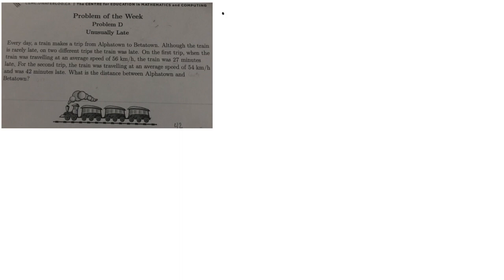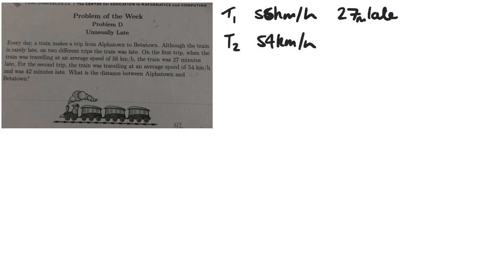So we know that train 1 was travelling at 56 kilometers an hour, and it was 27 minutes late. And then train 2 was travelling at 54 kilometers an hour, and it was 42 minutes late. So when we have these values, we can see that one of them is a speed, and the other one is time, and we also need to know the distance as well.